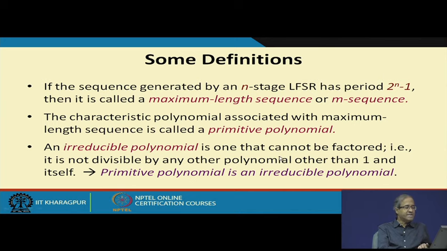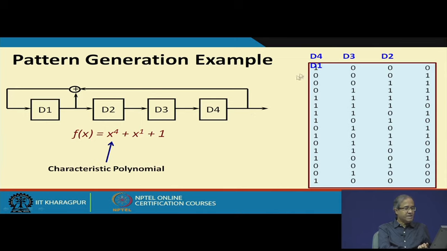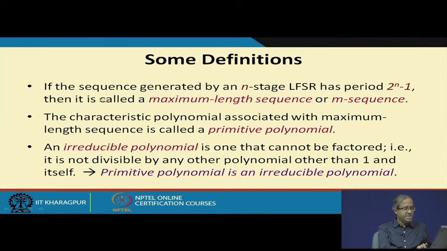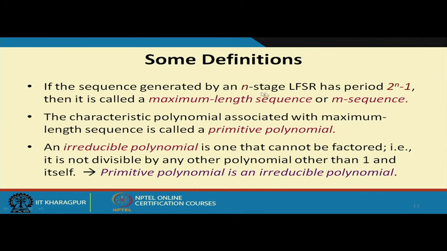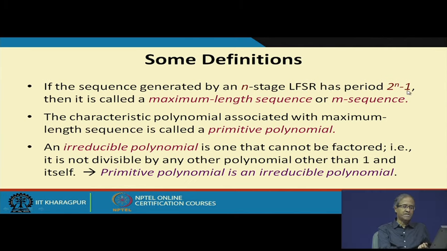Now, we had taken in this example a 4-bit LFSR and we had seen that we generated 15 patterns. So, in general for an n-bit or n-stage LFSR, we can have at most 2 to the power n minus 1 patterns generated. Such a sequence generated by an LFSR, where all the patterns other than the all 0 pattern are getting generated, is called a maximum length sequence or an M sequence.